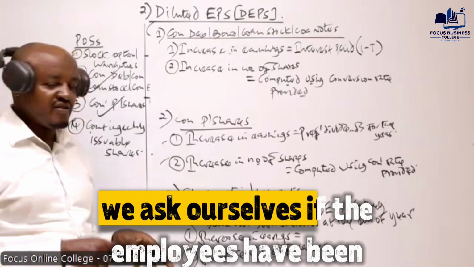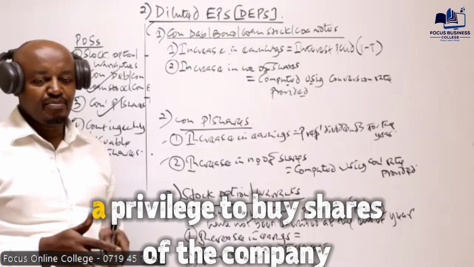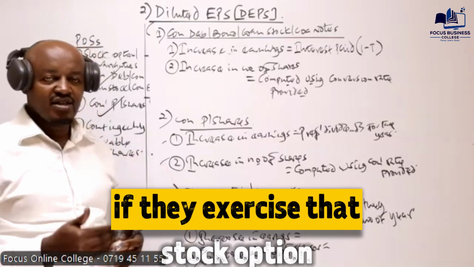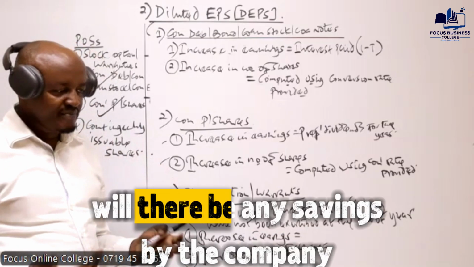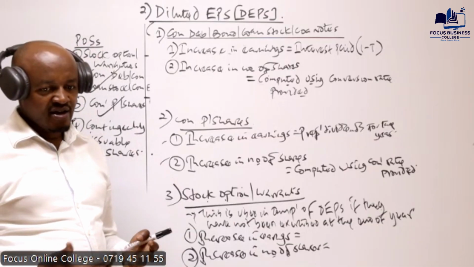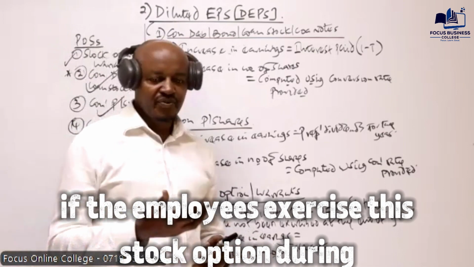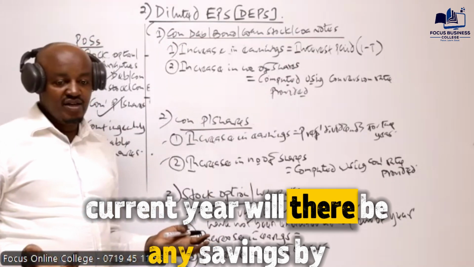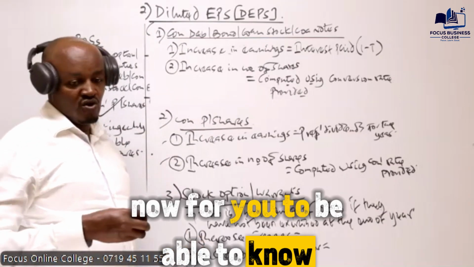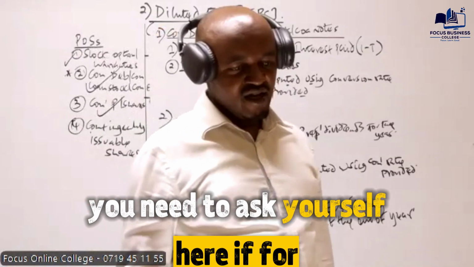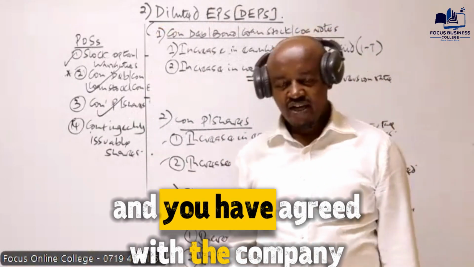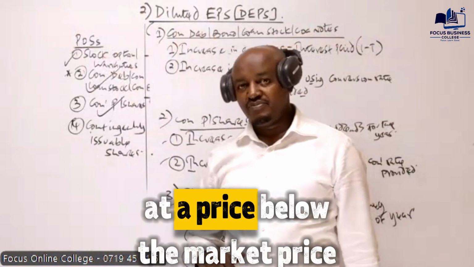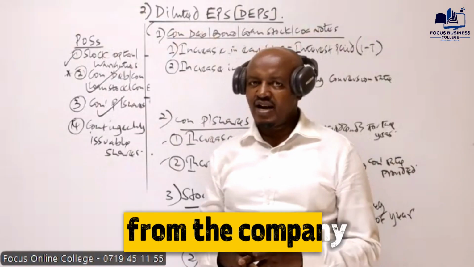Now, in our case here, we ask ourselves, if the employees have been granted a privilege to buy shares of the company in future at a price below the market price, and they exercise that stock option during the current year, will there be any savings by the company? For you to know whether it is yes or no, you need to ask yourself: if you are an employee who has a right to buy the shares of the company in the future at a price below the market price, are you entitled to any form of return from the company?